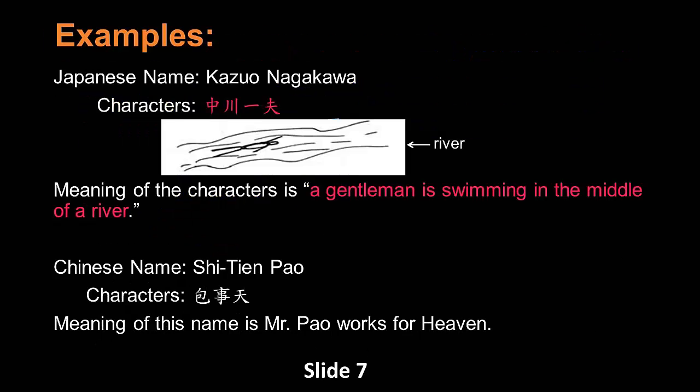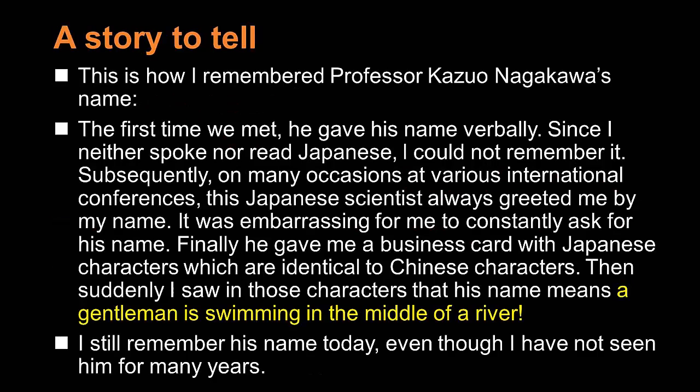For example, the Japanese name Kazu Nakasawa, the meaning of gentleman's name is swimming in the middle of a river. Let me tell you a story how I remember Professor Kazu Nakasawa's name. The first time we met, he gave me his name verbally. Since I neither speak nor read Japanese, I could not remember it. Subsequently, on many occasions at various international conferences, this Japanese scientist always greeted me by name. It was embarrassing for me to constantly ask for his name.